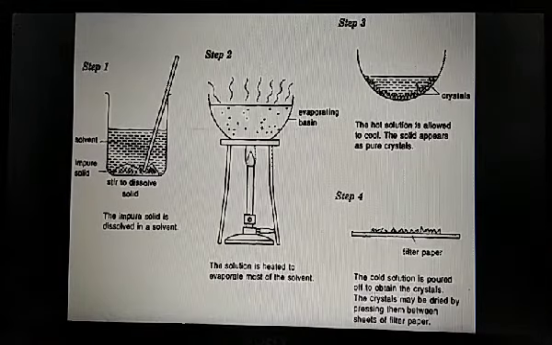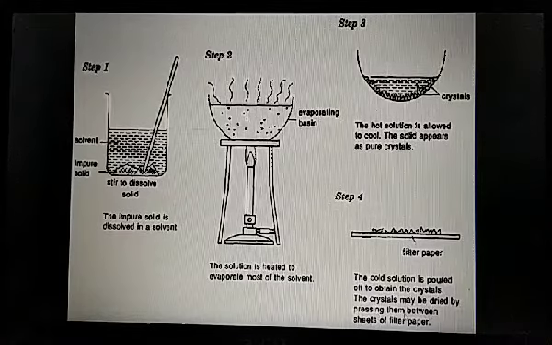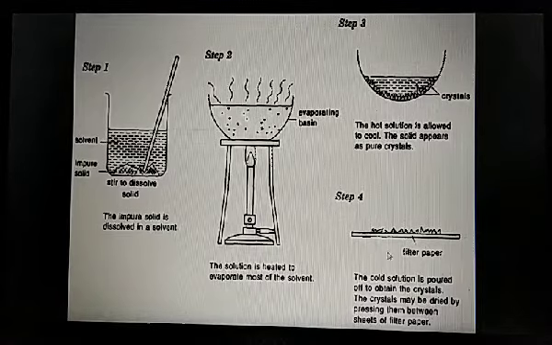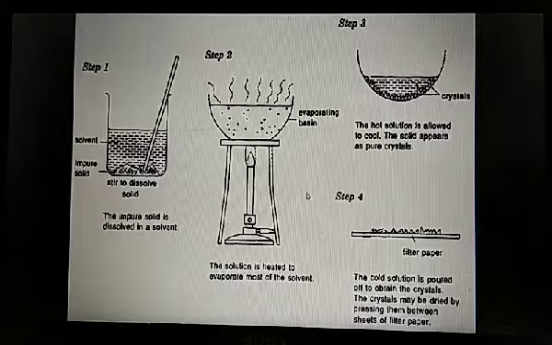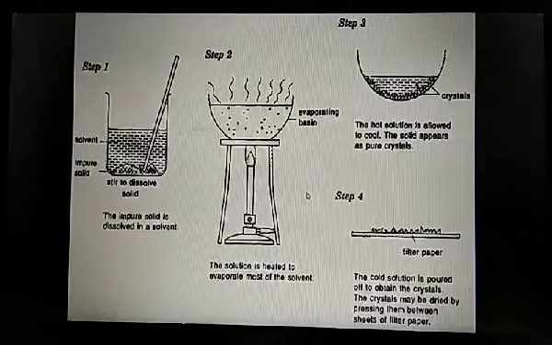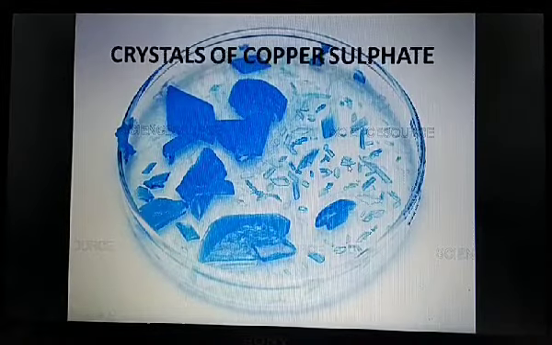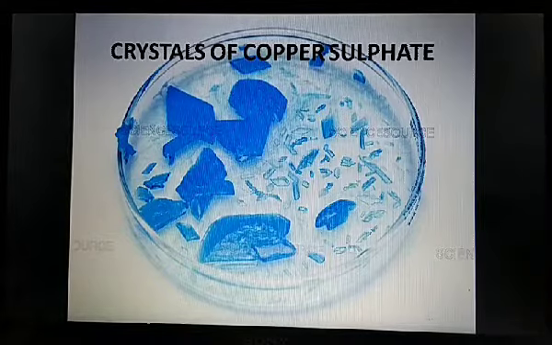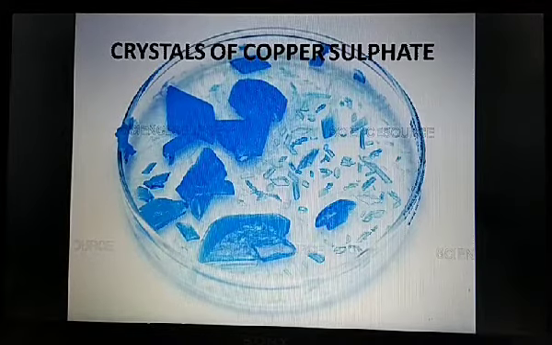Now the cold solution is poured off to obtain the crystals. The crystals may be dried by pressing them between sheets of filter paper. As you can see here, filter paper is taken and these are poured onto the filter paper, and the filter paper will absorb the water present in these crystals, and later on you'll get these type of crystals. So these are the crystals of copper sulfate. This is a method or a technique to obtain pure salts from a mixture of salts, or you can say impure salt.